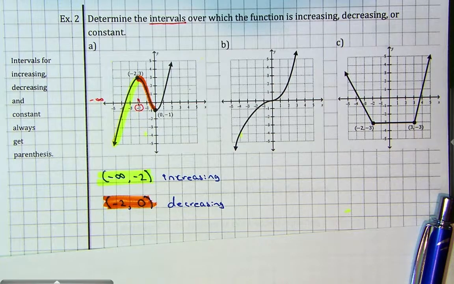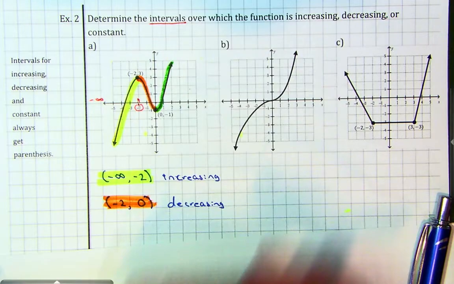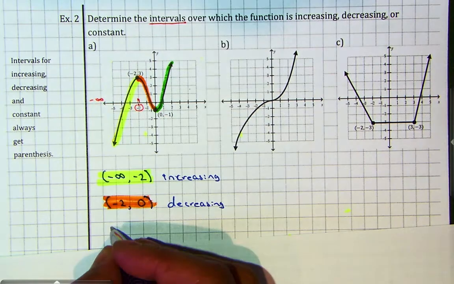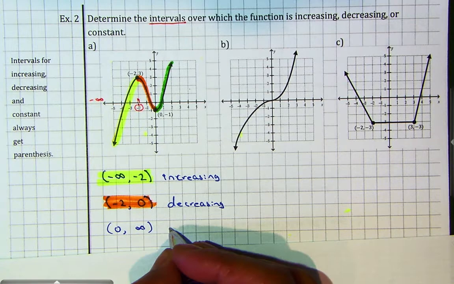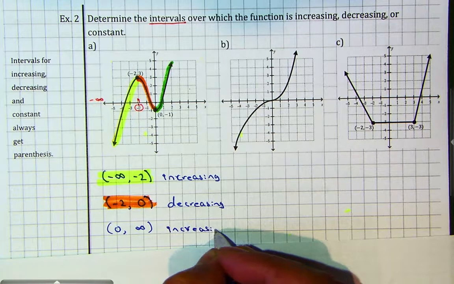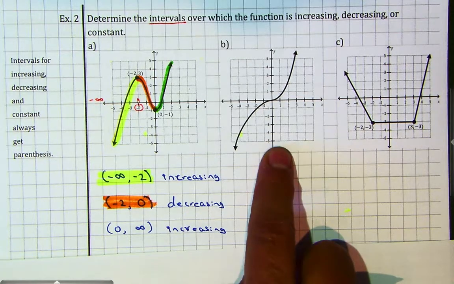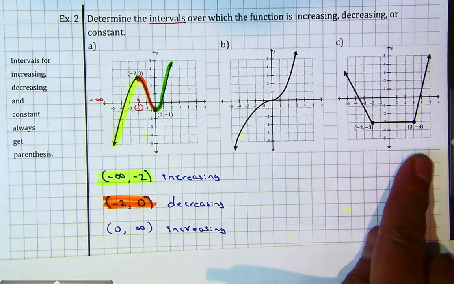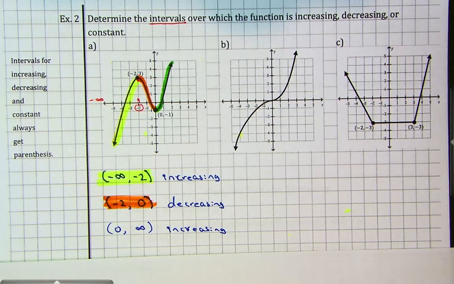And for the last one, that'll be from 0 all the way to positive infinity. It is going to be increasing once again. So try letter B and C, see what you get, and then we'll check your answers once we're done. Go and pause it.